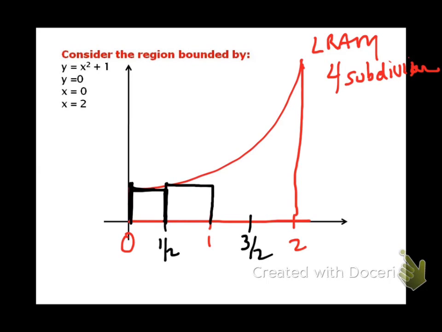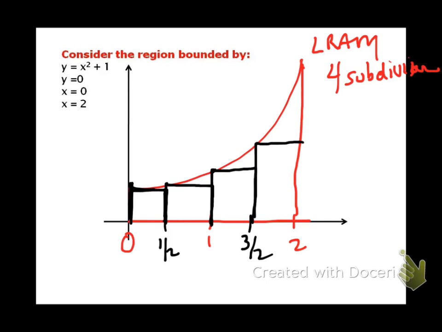My third rectangle is going to be from 1. I'm going to go straight vertical up to y equals x squared plus 1. When I hit my graph there, I'm going to go right across, and then I'm going to come down there at 3/2. So that's my third rectangle. And my fourth rectangle here, go up to the graph, come across.